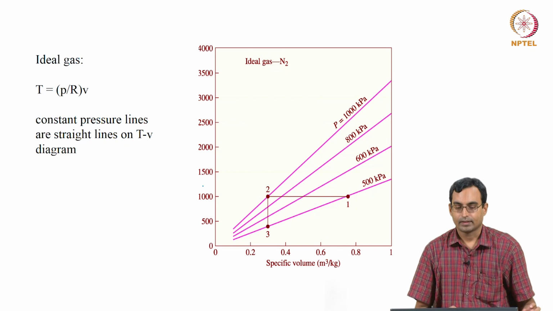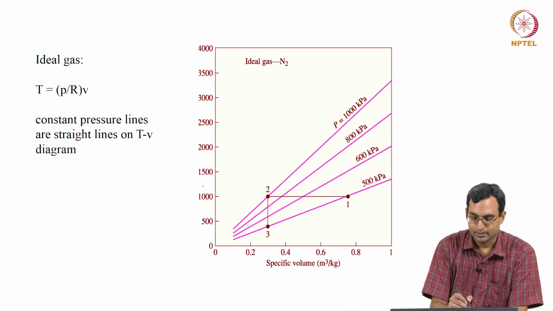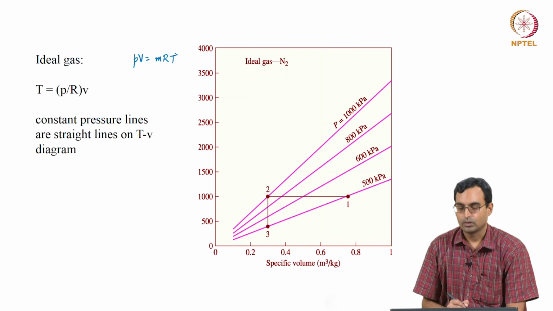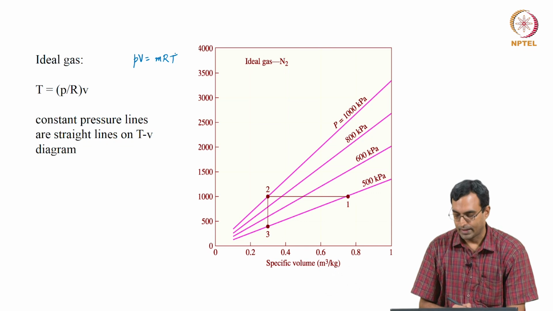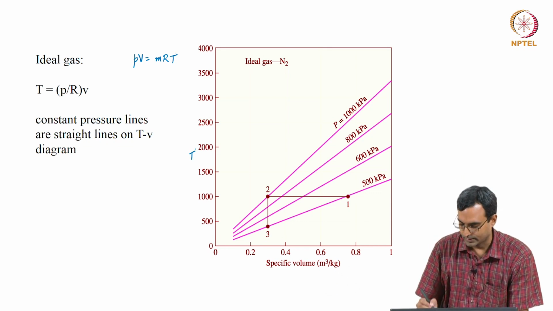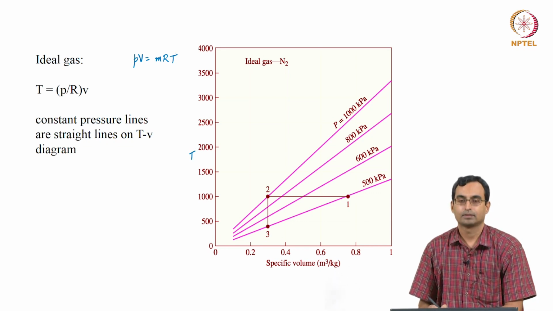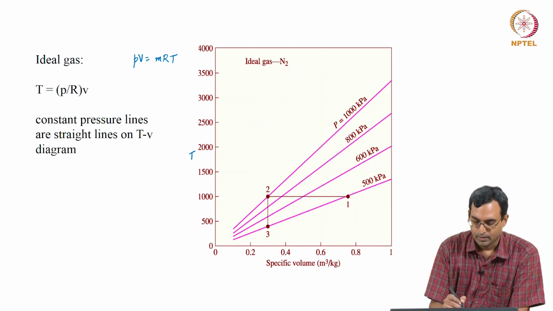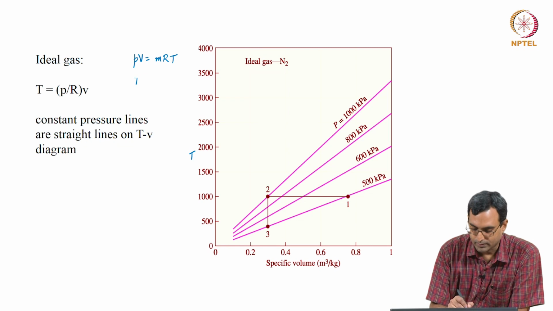What we saw is that an ideal gas has an equation of state of PV is mRT. So, what I can also do is plot these processes for an ideal gas on a temperature versus specific volume plot. So, I can plot on what is called a TV diagram. What I can see over here is T is equal to PV by mR.